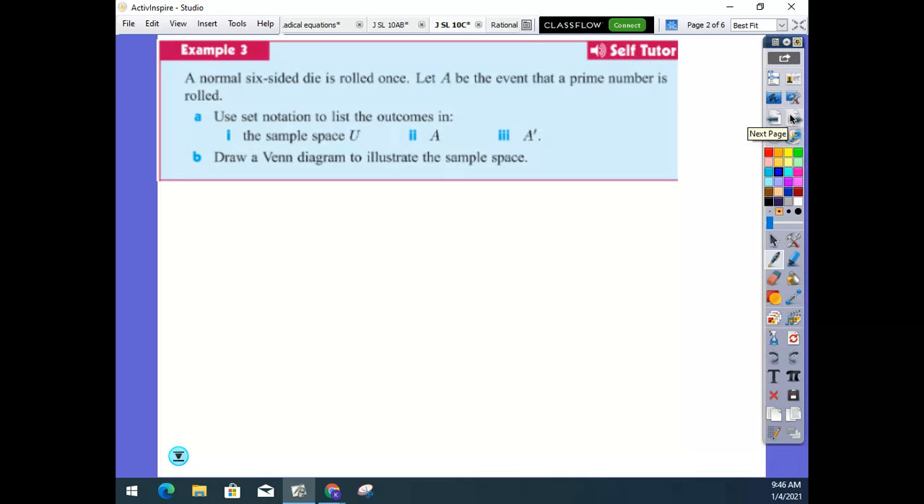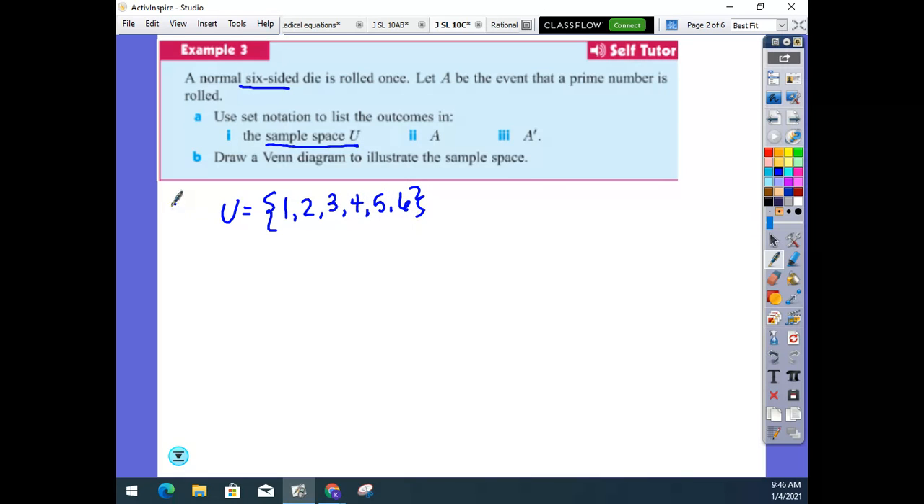Okay, so a normal six-sided die is rolled once. When we do our universe, we're going to use our set notation, so use your brackets. What is your sample space, all the different possibilities that you can roll on a six-sided die? Just list each number. So the universe or sample space is all the different possibilities.